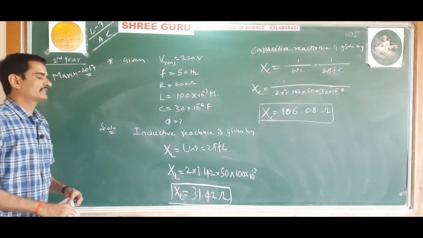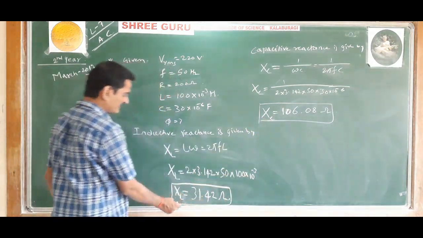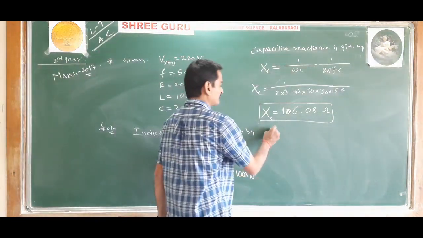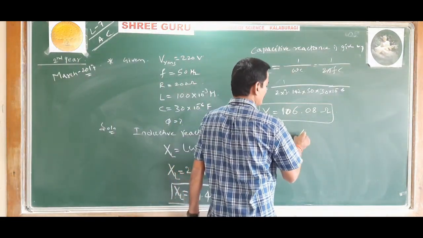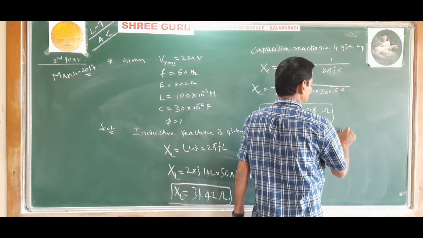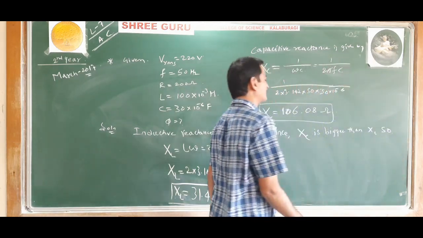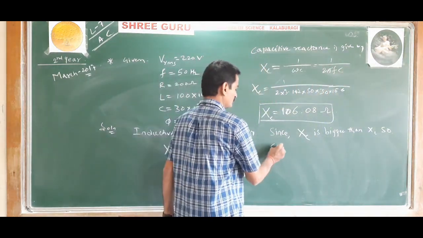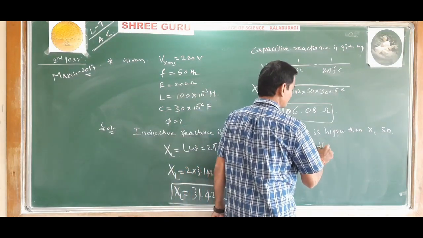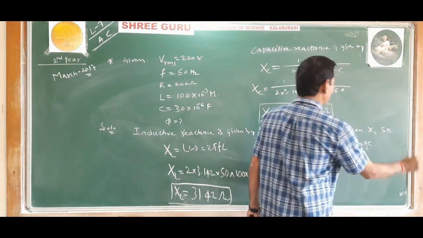Okay. So now see, compare the values XL and XC. Which one is bigger? XL is bigger or XC is bigger? XC is bigger than XL. Since XC is bigger than XL, so current leads the voltage.